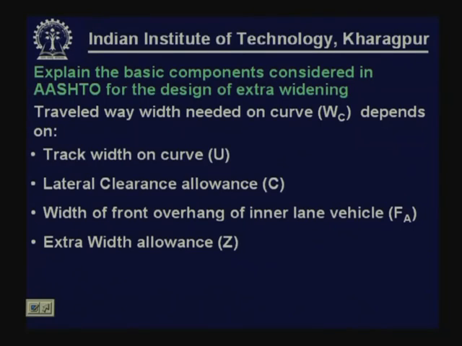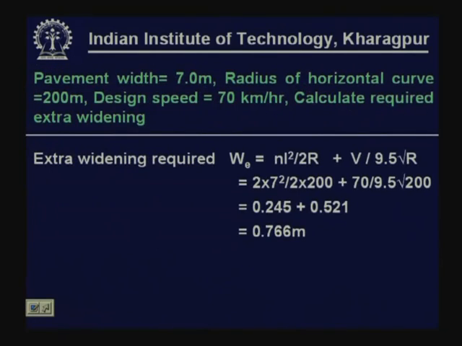Explain the basic components considered in AASHTO for the design of extra widening. Four major components are considered to decide the total travelled way width needed on curve. They are basically track width on curve, lateral clearance allowance, width of the front overhang of inner vehicle, and then the extra width element. These are the four major components.